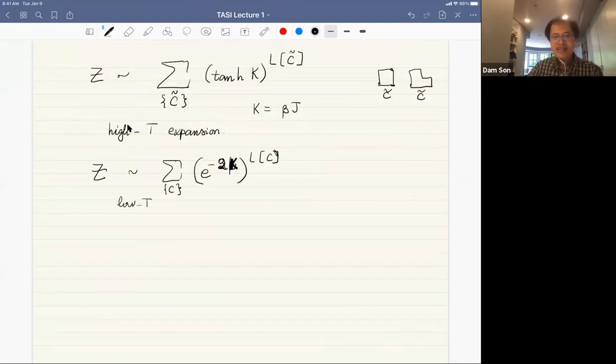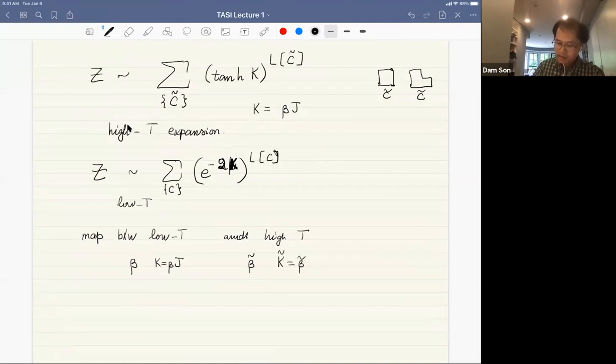Okay, so now if we look at this, we see that this high temperature and low temperature expansion look exactly the same. We have a map between the low temperature regime and the high temperature regime. Namely, the Ising model at one value of beta, or one value of k equal to beta J, has the same partition function, up to some trivial factor, as the Ising model at inverse temperature beta tilde, or variable k tilde equal to beta tilde J, if e to the minus 2k is equal to hyperbolic tangent of k tilde.